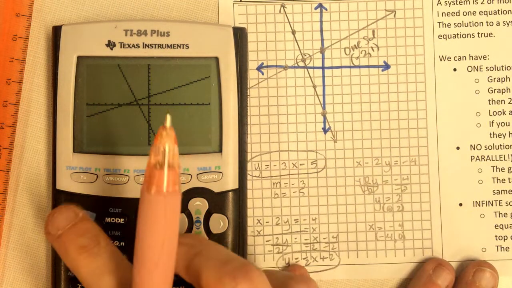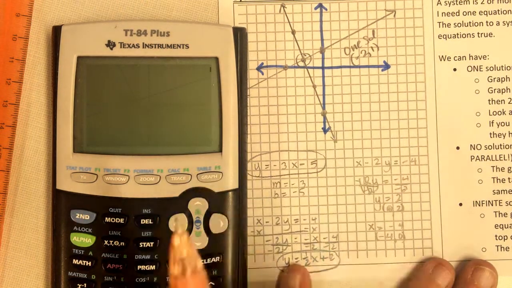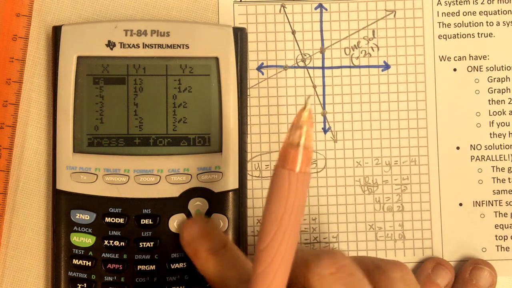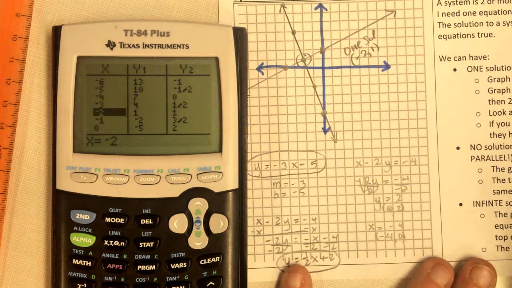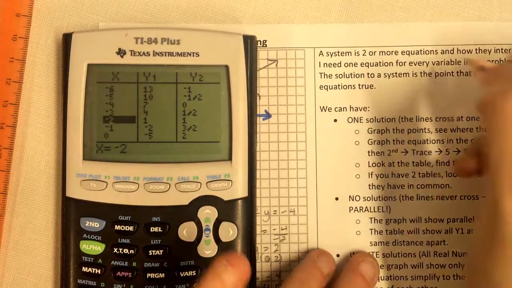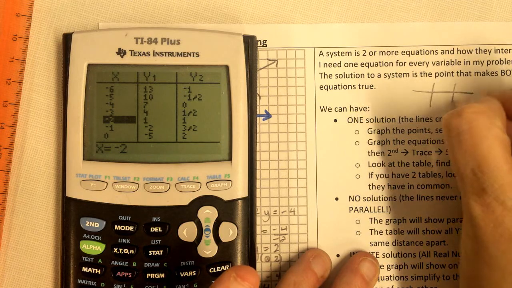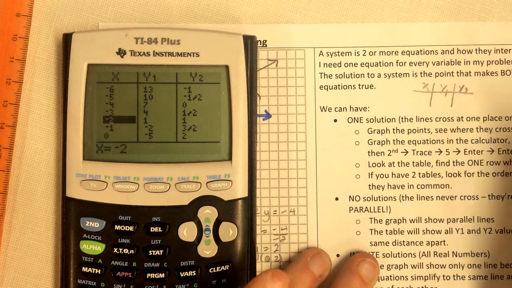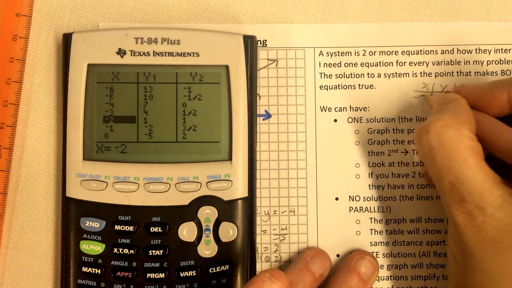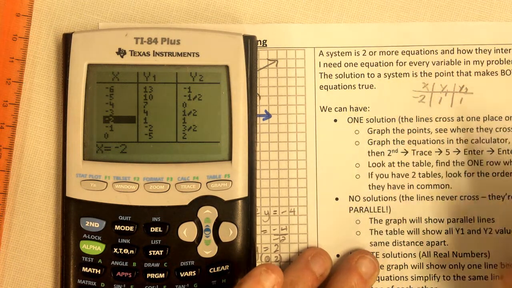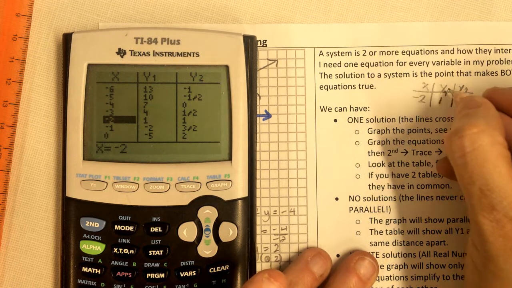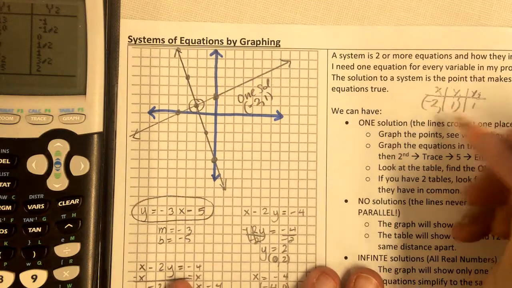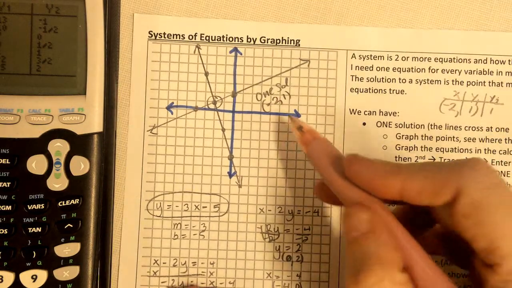Of course, I could go to the table, so second graph, and I could look at the table of values. And I'm looking for the row where y1 and y2 are equal, if there is one. Well, I see it right here. How would I prove that I had found it there? Well, I would do x, y1, and y2, and I would show what I saw. Well, I saw negative 2, 1, and 1. Now, what this means is (x, y) is my solution. So I create an ordered pair out of the first two columns, which gives me the same exact solution I have here.